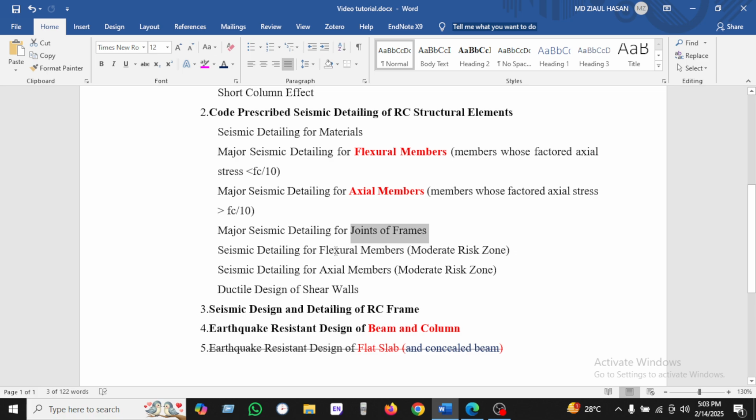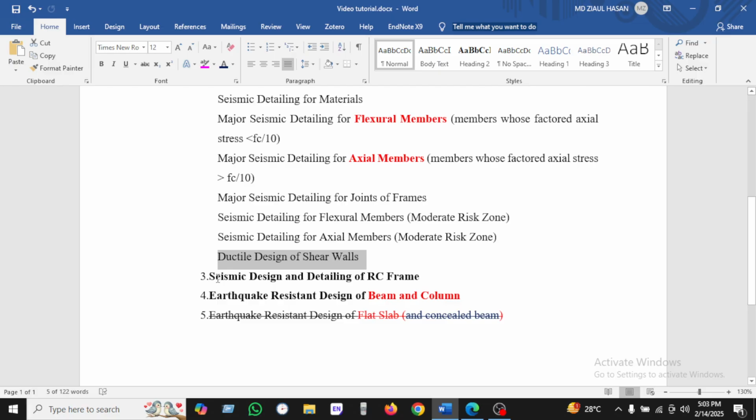and seismic detailing of flexural members in moderate seismic risk zones, and seismic detailing of axial members in moderate seismic risk zones, and ductility design of shear walls, and seismic design and detailing of RC frame, or we can say the earthquake resistance design of beam and column. And then earthquake resistance design of flat slab or concealed beam, and another topic, earthquake resistance design of steel structures, we will not discuss here.